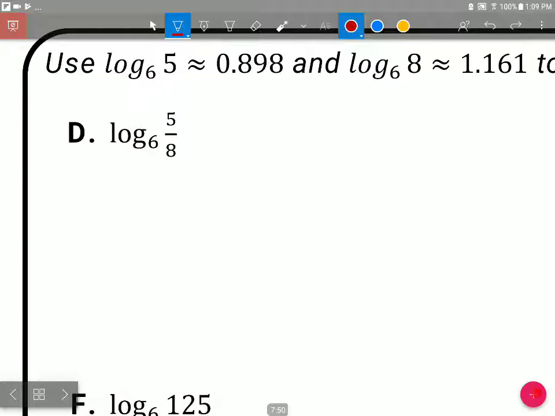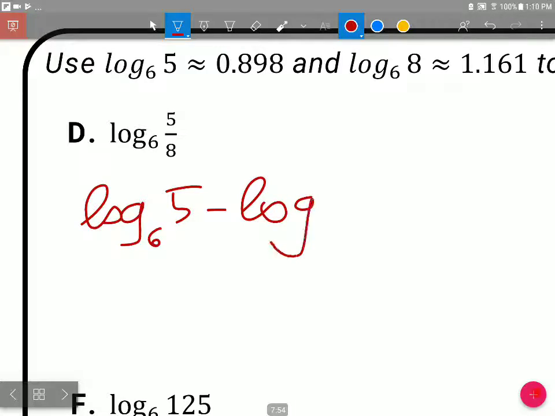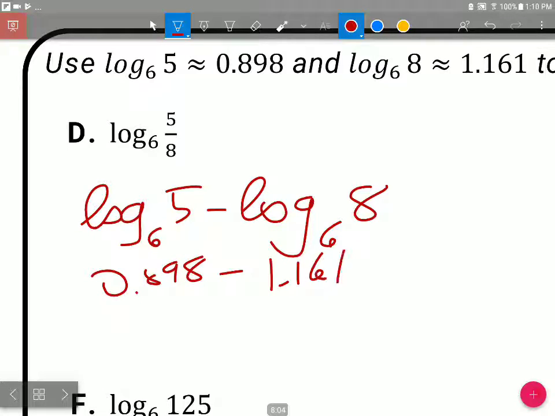So, log base 6 of 5 minus log base 6 of 8. Did everybody at least get that far? Yeah. Good. Cool. So from here it's 0.898 minus 1.161, which gave you negative. Why is this minus here? Yeah, because the 8 was in the denominator. So we subtract that side.